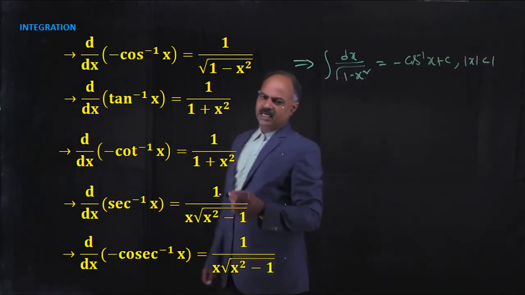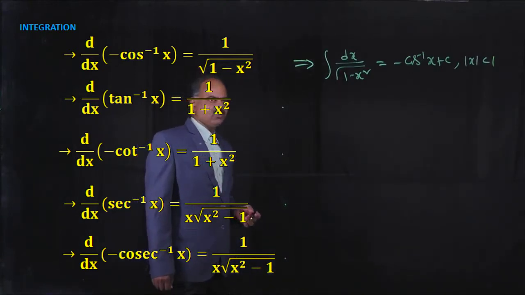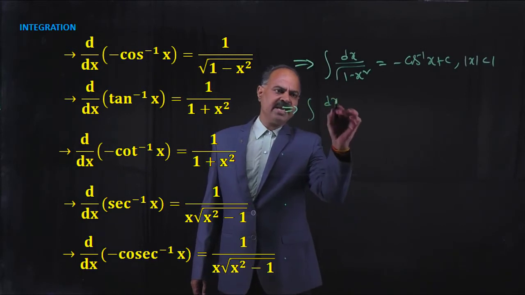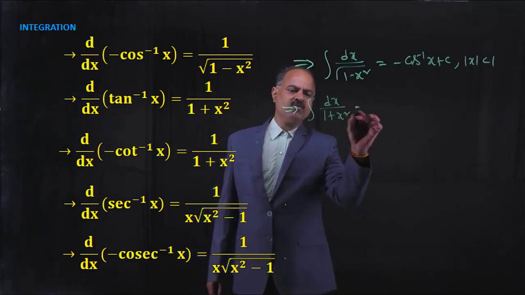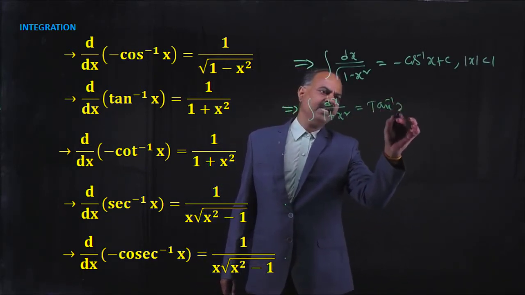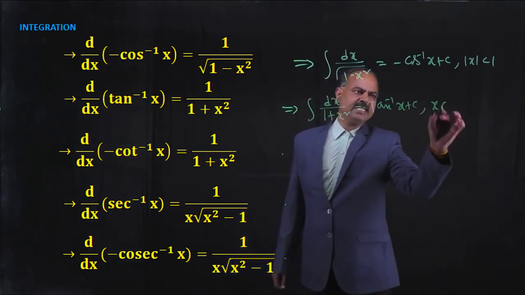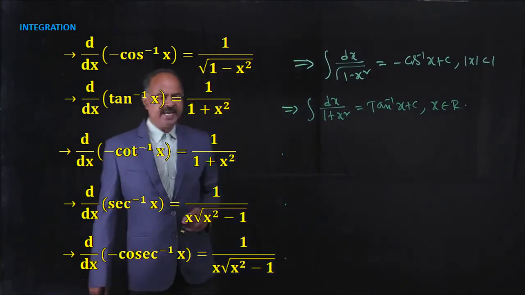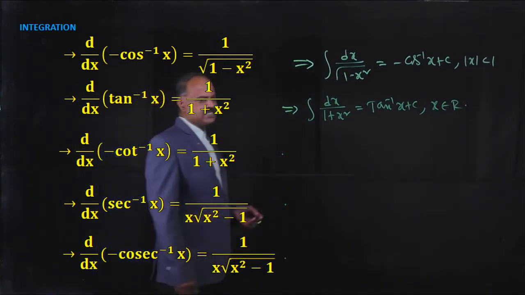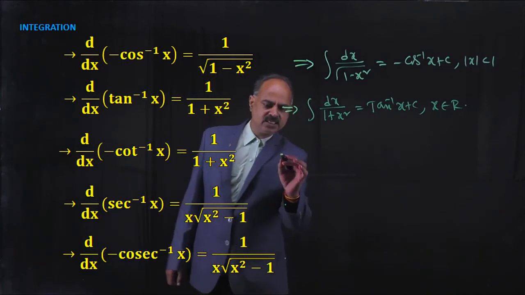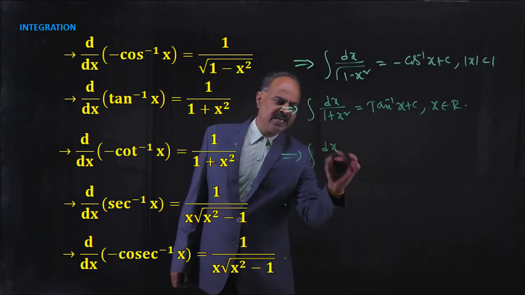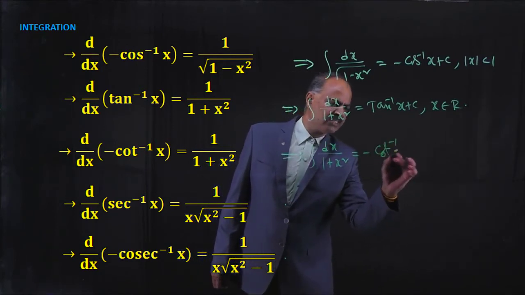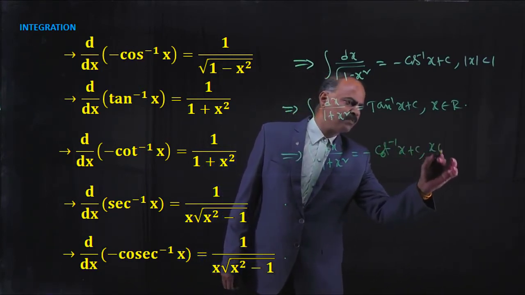We know that d by dx of tan inverse x equals 1 by 1 plus x square. So here this implies integral dx by 1 plus x square equals tan inverse x plus c, where x belongs to R. We know that d by dx of minus cot inverse x equals 1 by 1 plus x square. So this implies integral dx by 1 plus x square equals minus cot inverse x plus c, x belongs to R.